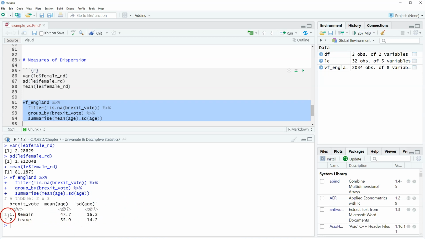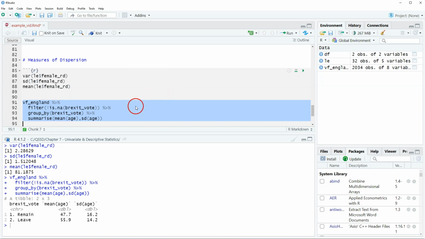The average age of Remain voters was roughly 48, with a standard deviation of 16. For Leave voters, the average age was 56, with a standard deviation of 14. It doesn't tell you a great deal, but what we can get from this is that Remain voters' age is more spread out around the mean relative to Leave voters, but there's not really a huge difference there.